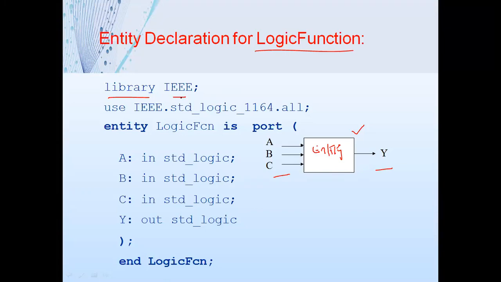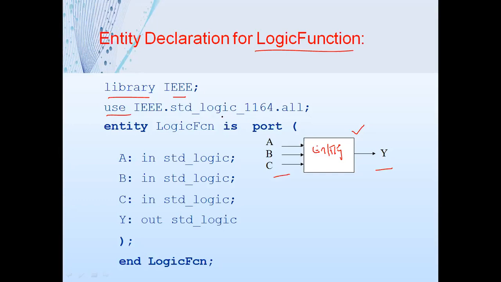Okay, it is a library. A library may consist of different packages. A single library will consist of different packages here. So the library is IEEE. From that IEEE library, we are using, so use is a keyword, library is a keyword. Okay, the use. So use IEEE dot std underscore logic underscore 1164 dot all.